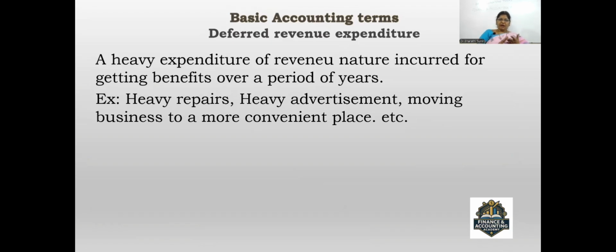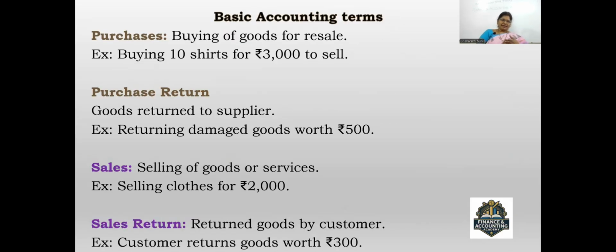Say for example, we have incurred a heavy advertisement cost of rupees 30 lakhs. We will distribute that 30 lakhs over 5 years. Each year how much will we show? 6 lakhs. So this is called what? Deferred revenue expenditure.